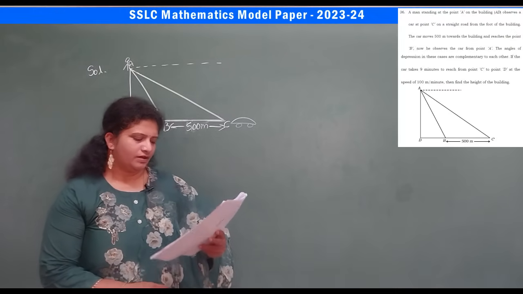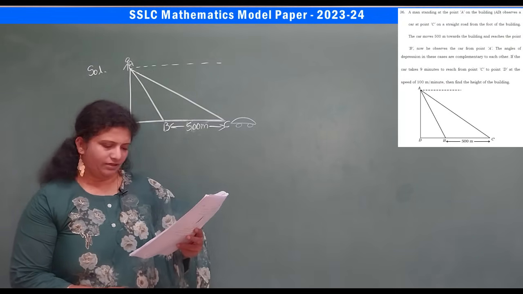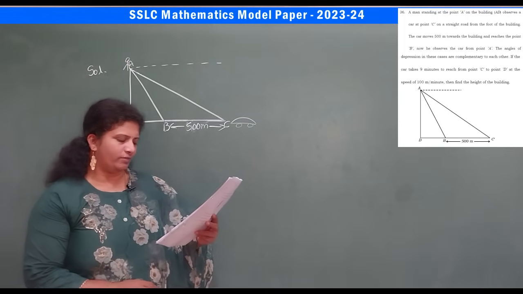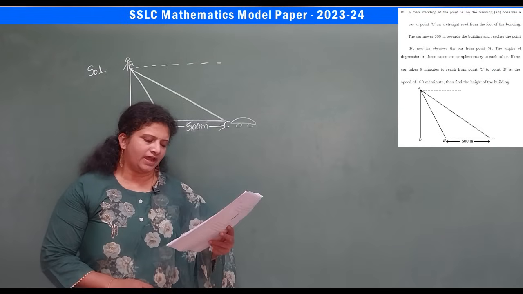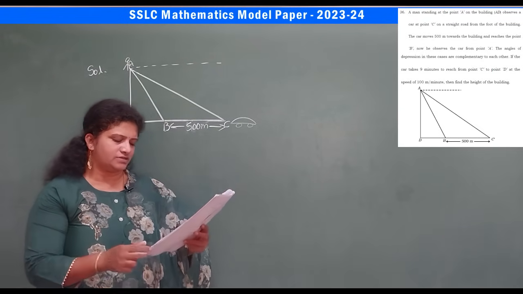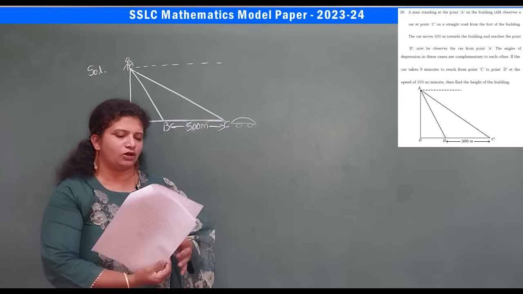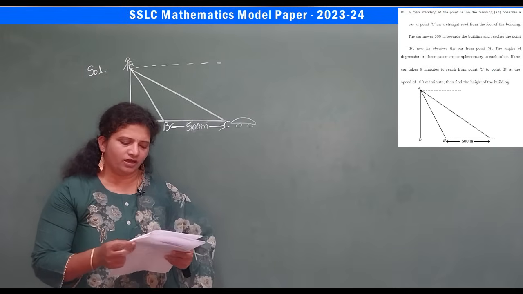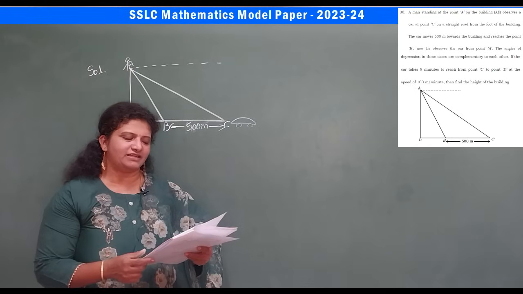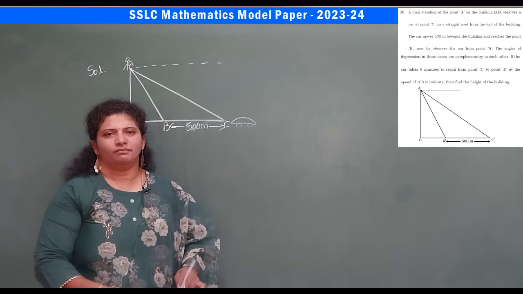36th problem. A man standing at the point A on the building AD observes a car at point C on a straight road from the foot of the building. The car moves 500 meters towards the building and reaches the point B. Now he observes the car from point A. The angles of depression in these cases are complementary to each other. If the car takes 9 minutes to reach from point C to point D at the speed of 100 meters per minute, then find the height of the building.